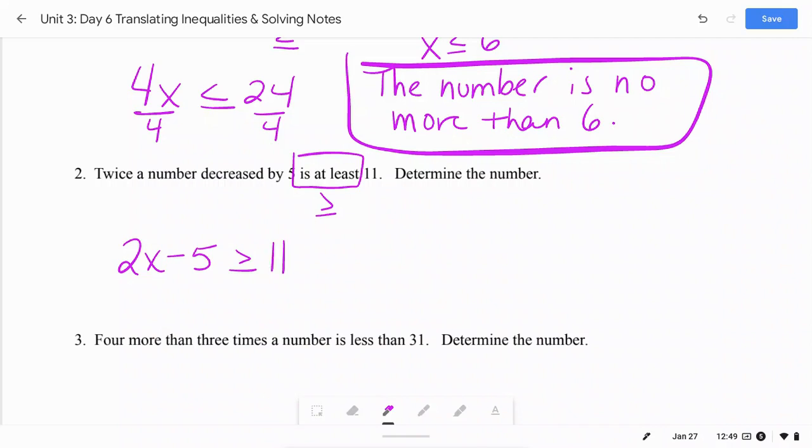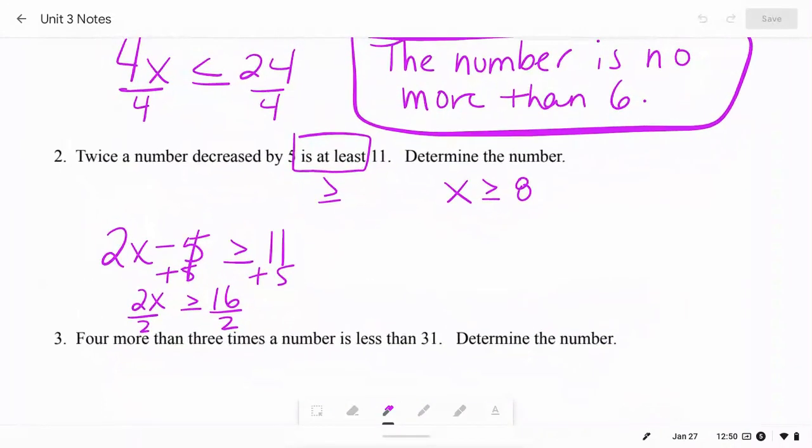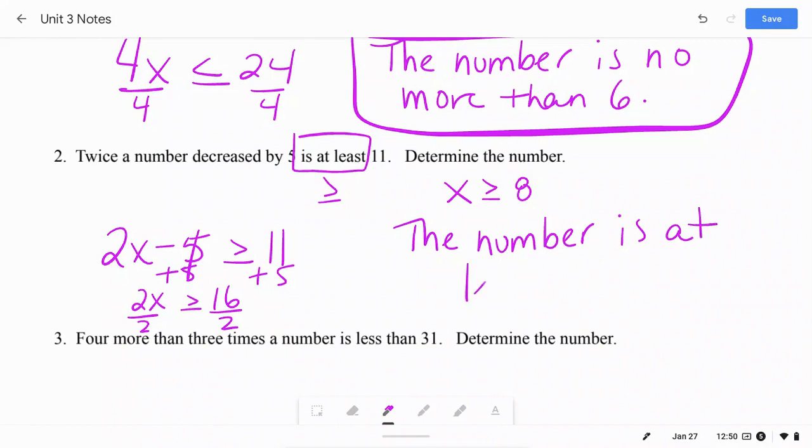To solve this, I'm going to start by adding 5. So I get 2x is greater than or equal to 16, and then divide by 2. So x is greater than or equal to 8. So in a sentence, I would write the number is at least 8.